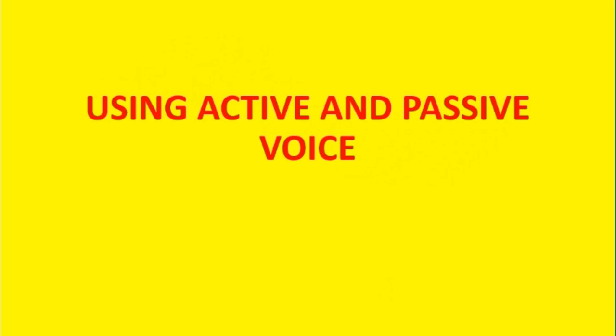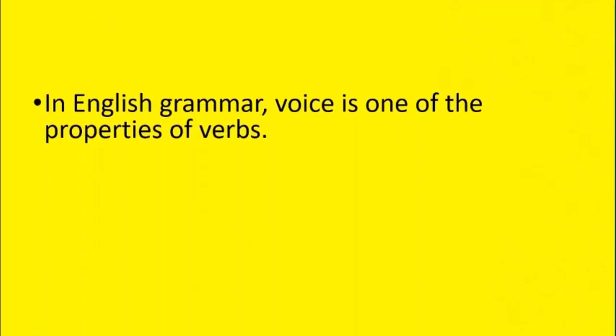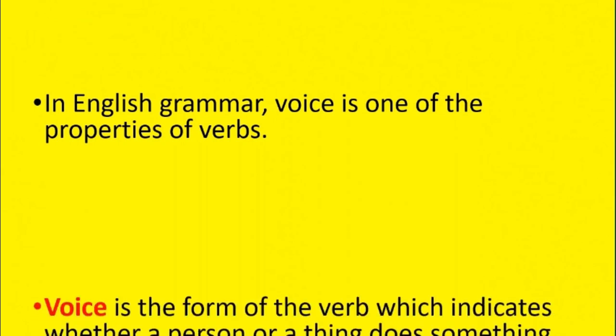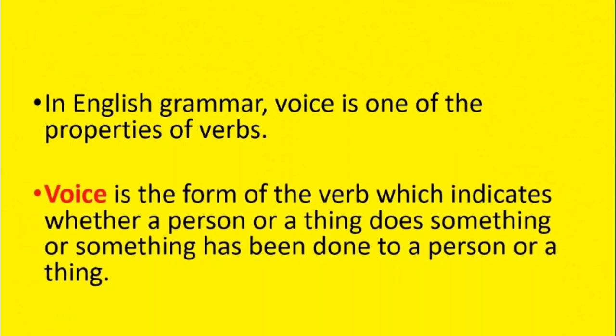Today we want to look at using active and passive voice. Active and passive voice. In English grammar, voice is one of the properties of verbs. What is voice? Voice is the form of the verb which indicates whether a person or a thing does something or whether something has been done to a person or to a thing.